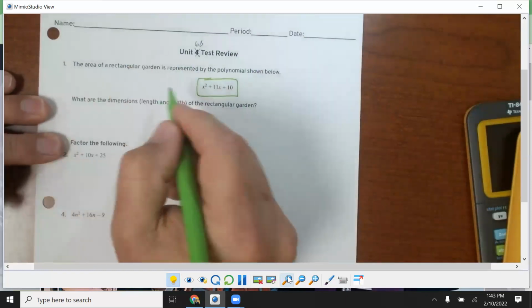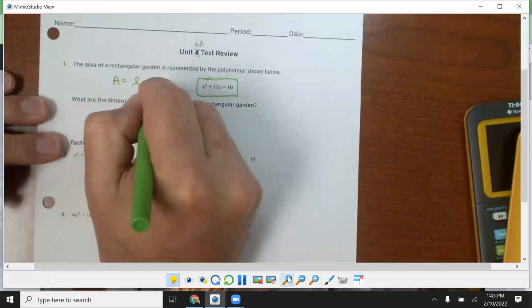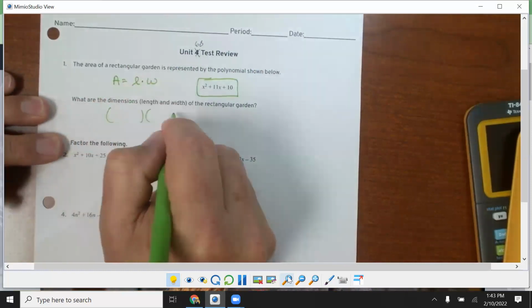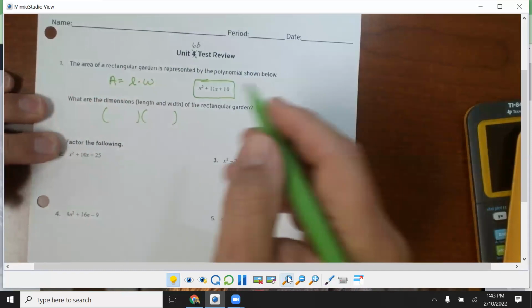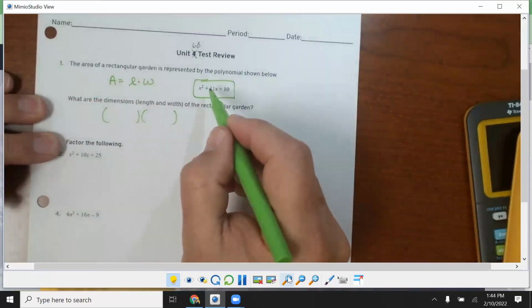All right, so the area formula for a rectangle is length times width. That means I'm going to multiply them, so that means I'm going to have two parentheses. All right, so I need two factors. When I multiply them, give me the trinomial here.